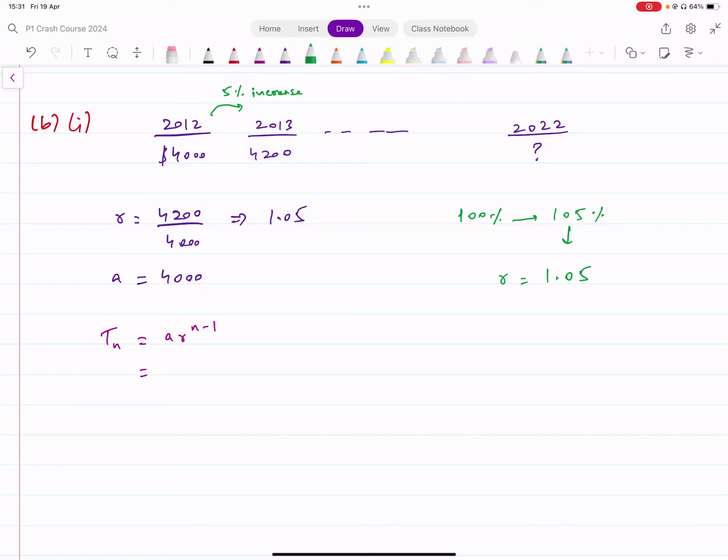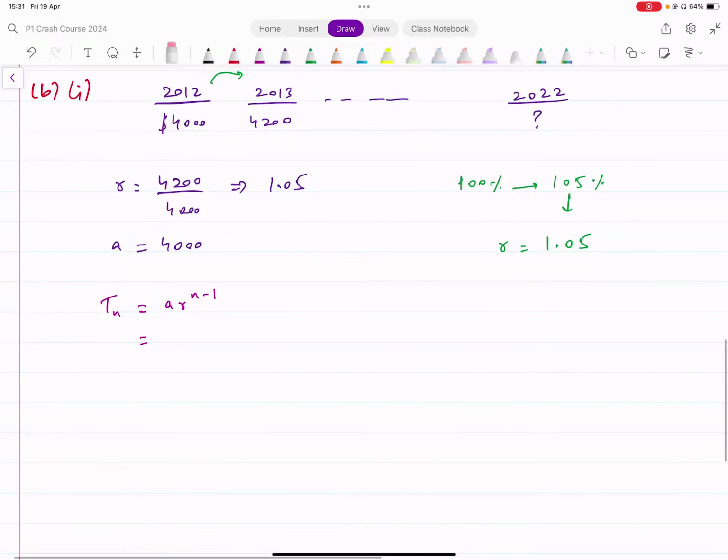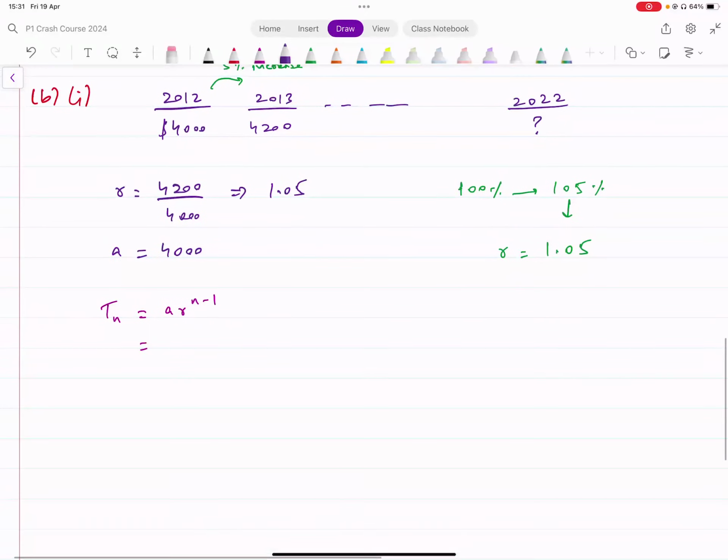Okay, that's 11 terms. If 2012 was the first term, 2022 would be the 11th term, right? So think about it like this. This is T1. Add 10 to that, it becomes T11. You're not starting from 0, you're starting from 1. So you say this is 4,000 into r, which is 1.05, raised to power n minus 1. That means 11 minus 1. And that will give you the result. You can see what this turns out to be.